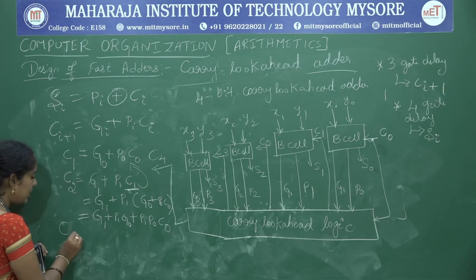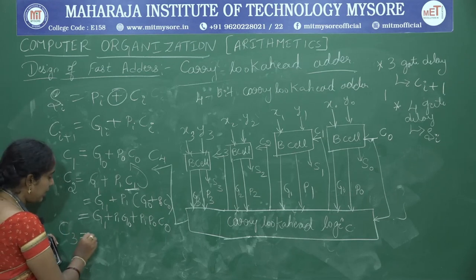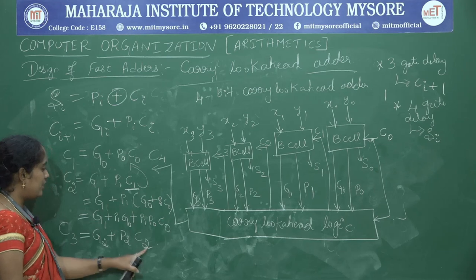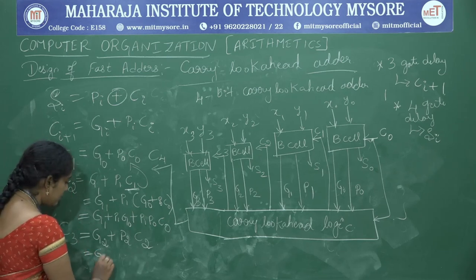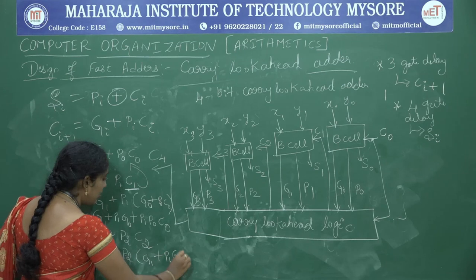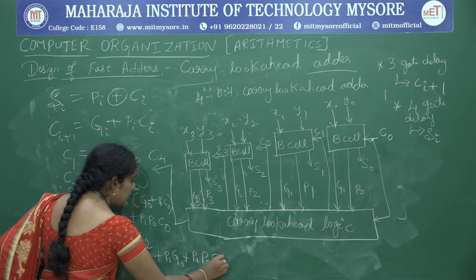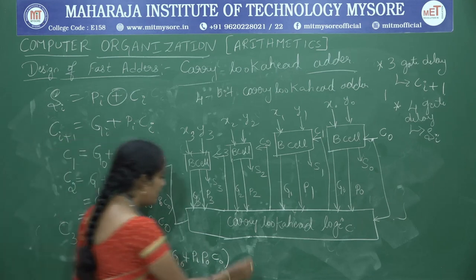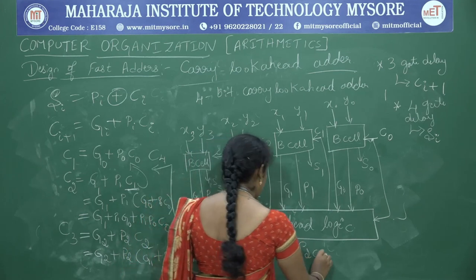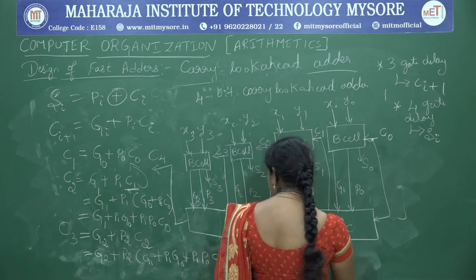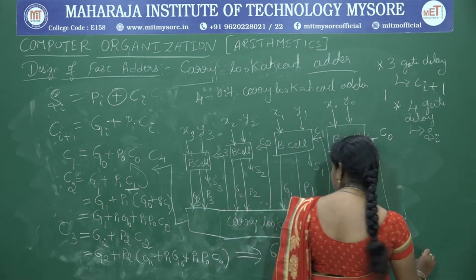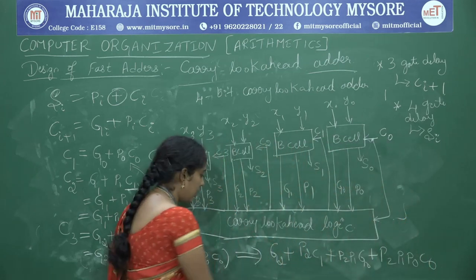Okay, now we need C3. How to get C3? Here it is G2 plus P2 C2. Again, C2 is here, so G2 plus P2 into G1 plus P1 G0 plus P1 P0 C0. Multiplying these out, we get G2 plus P2 G1 plus P2 P1 G0 plus P2 P1 P0 C0.